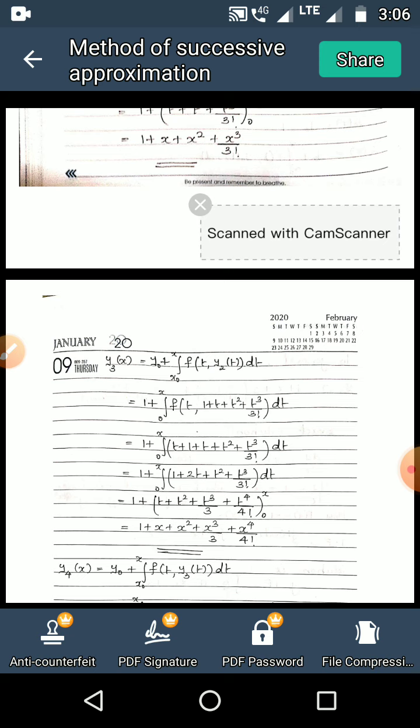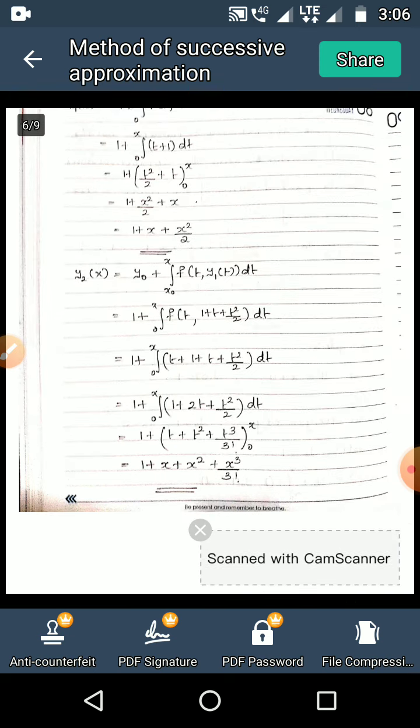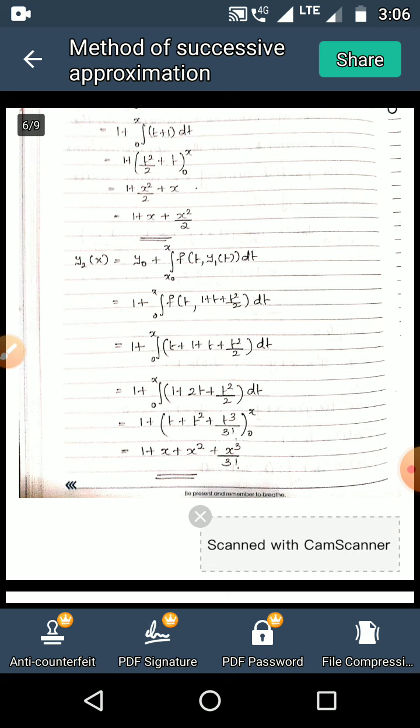That means it has been multiplied. If we look at y1 of x, it consists of the term x square by 2. But in y2 of x, here is only x square. That means 2 is multiplied with y1 of x's term, x square by 2.